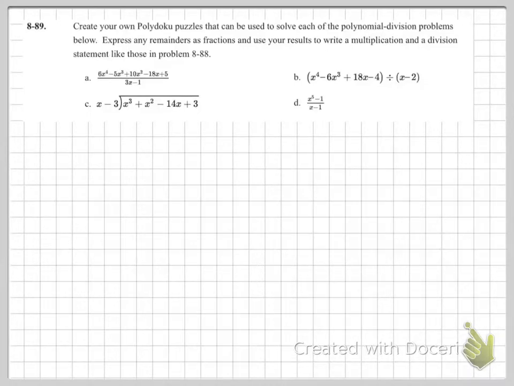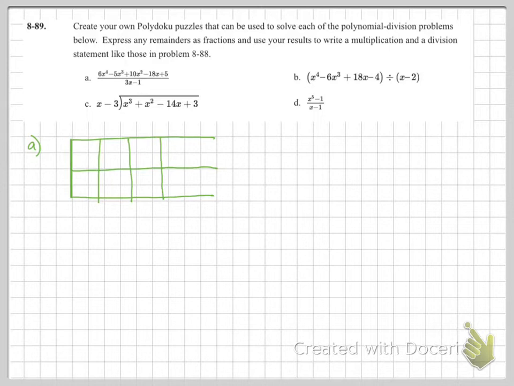Okay, problem 8-89. When it says create your own polydoku puzzle, that just means long division. So we are going to set up a long division table. When I set mine up, I leave them never ending, because when you first get started, sometimes it's hard to know how long it should be. So I set mine up and I start drawing some boxes, but then I just leave it kind of open at the end. So I'm doing A.